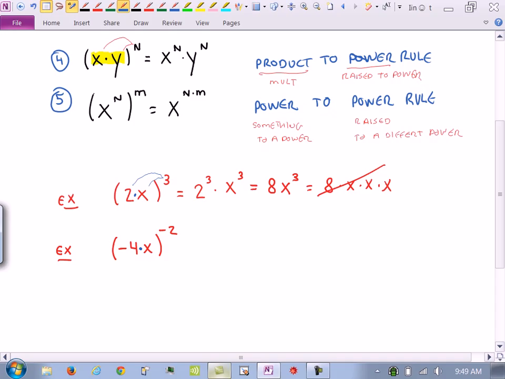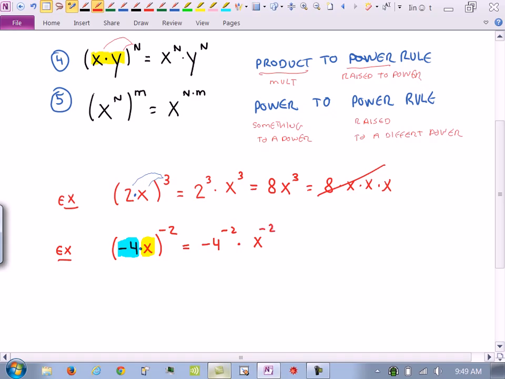There's several approaches to this, all right? But what property am I going to use? Product to power, again. Now, watch this, you have to be real careful with this. I have a -4, right? And then I have an x. So I have two distinct things being multiplied. The rule says that if I have two things being multiplied, I can take each one and raise them to that power. So I'm going to rewrite this as -4 to the -2 times x to the -2.